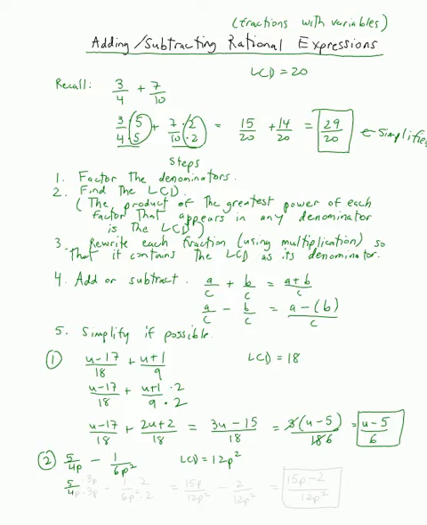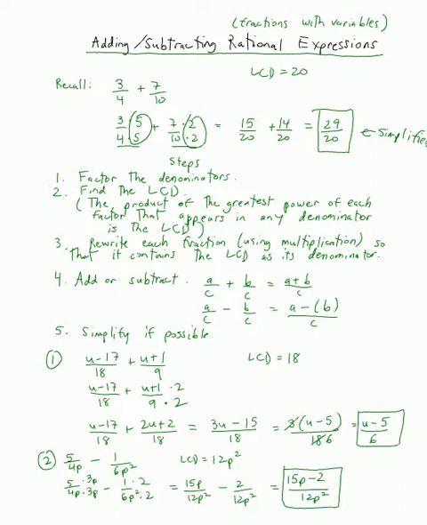So what is each one missing? Well, 4p is missing a 3p, so I'm going to give the same thing to the top. And 6p squared is missing a 2, so I'm going to give the same thing to the top there. I end up with 15p over 12p squared minus 2 over 12p squared, which gives me 15p minus 2 all over 12p squared. Now I cannot cancel here because there's nothing that can be factored out of the top. It's prime. So I'm done.